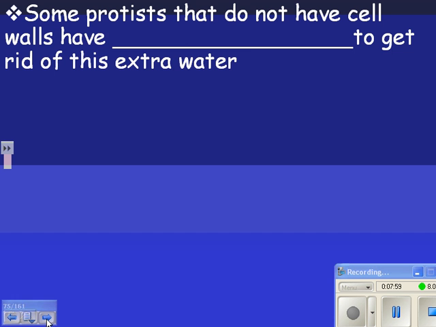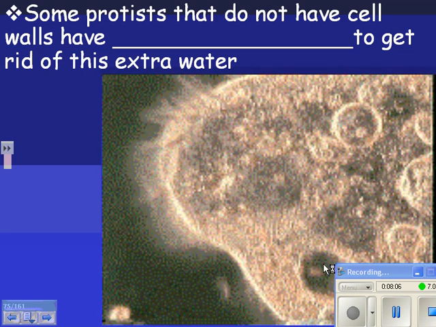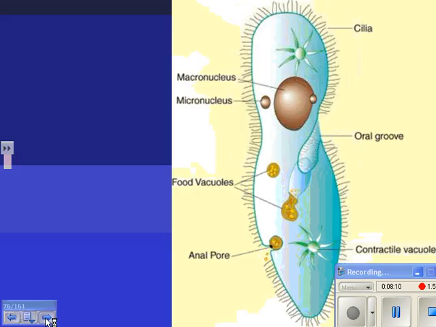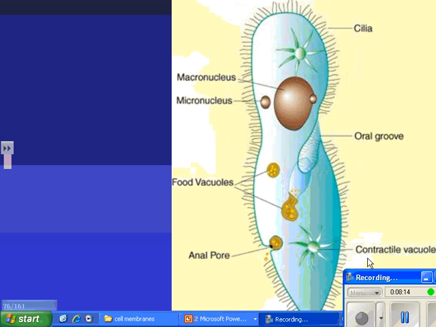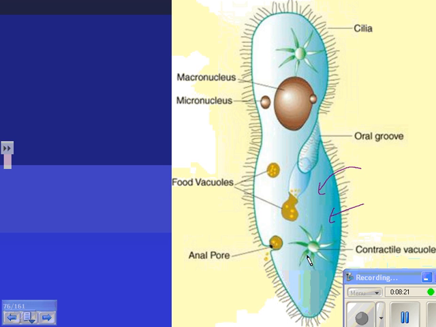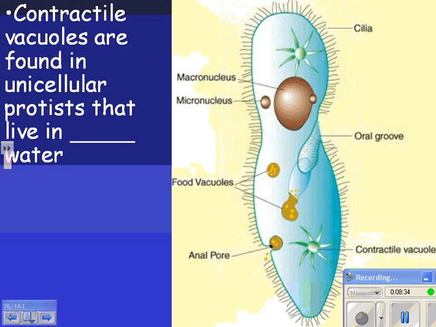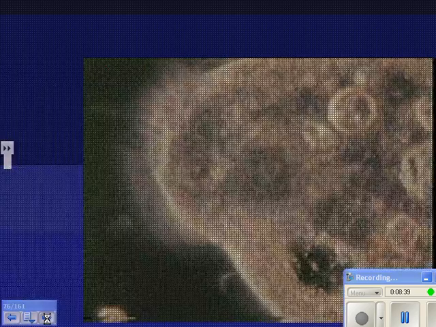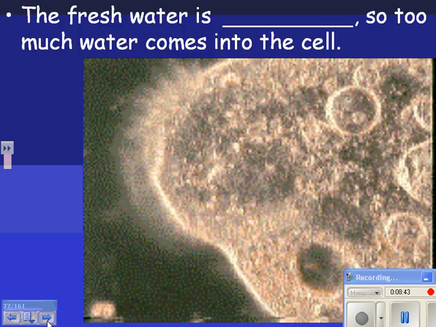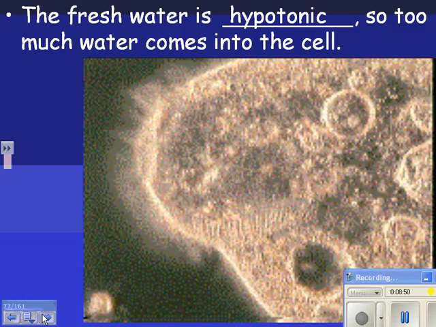Some protists that do not have cell walls have contractile vacuoles, remember those? To get rid of the extra water. And so here's the contractile vacuole squirting out water. And so here you can see a protist. And if you are in a hypotonic environment, fresh water, water is going to go from a high concentration to a low concentration. Water is going to keep coming in, coming in, coming in. And so the point of this contractile vacuole is to pump water out. And if it can't pump water out, the cell will burst. So contractile vacuoles are found in unicellular protists that live in fresh water. The fresh water is hypotonic, so too much water comes into the cell.